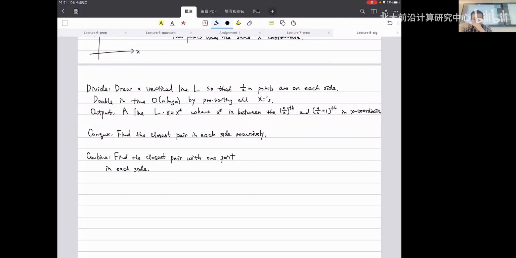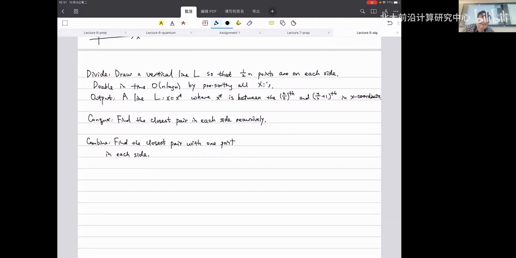And for the conquer part and also for the combine part, we find the closest pair in each side, the left-hand side and the right-hand side. And basically, we have two values. For the combine part, we also have another value. So what we return is the best of the three solutions, like the left, the right and the merge.